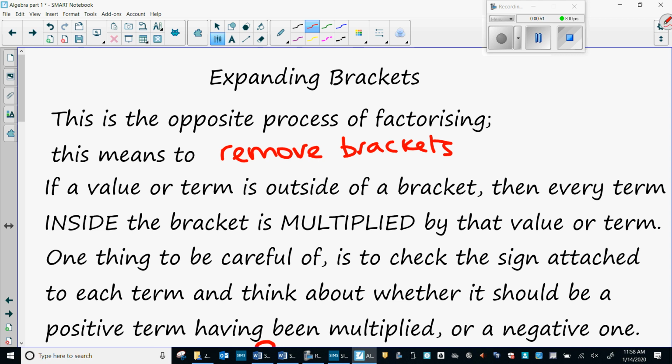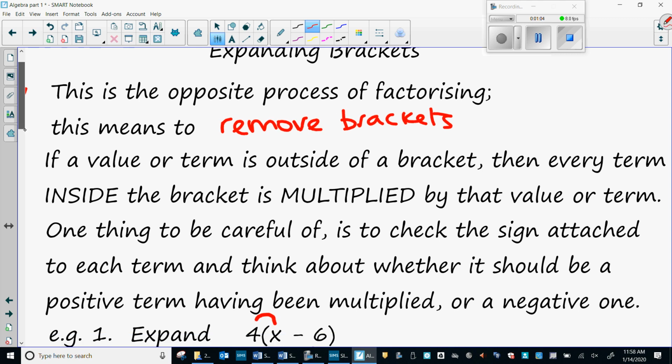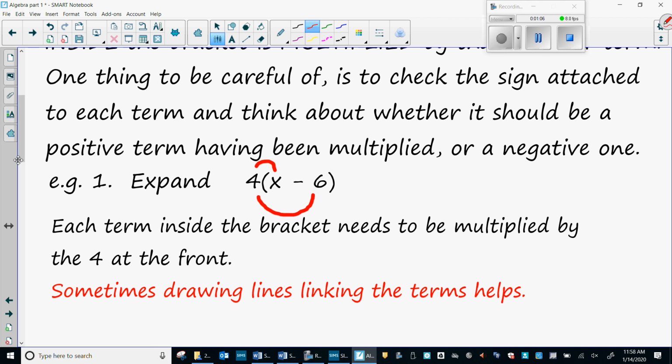If a value or term is outside of the bracket, then every term inside is multiplied by that value or term. One thing to be careful of is to check the sign attached to each term. So we have to be careful when we're expanding. We need to look at the signs. Should our value be positive? Should our value be negative?